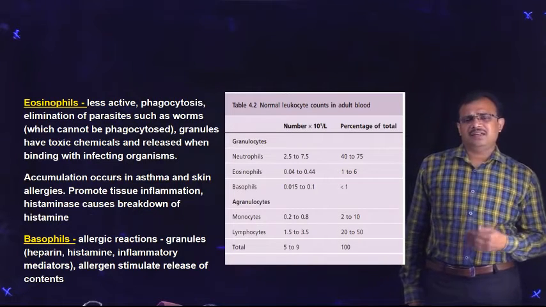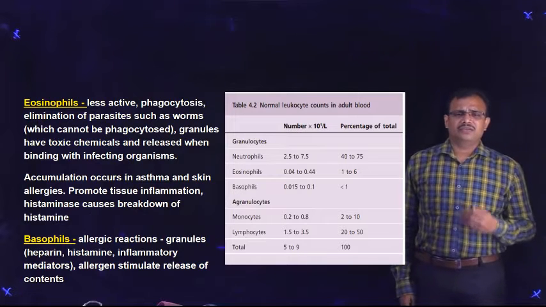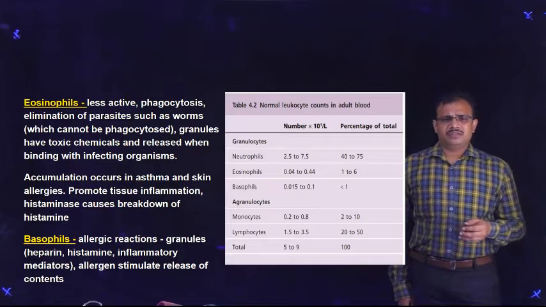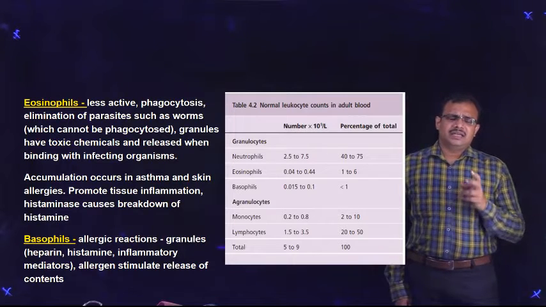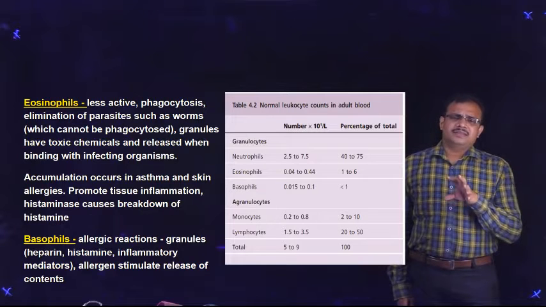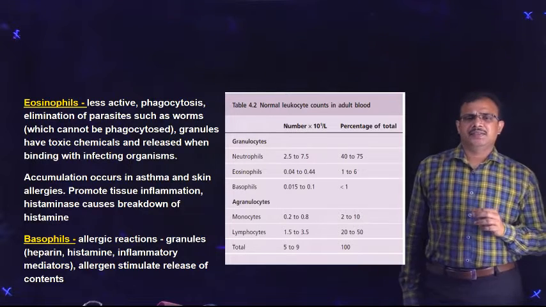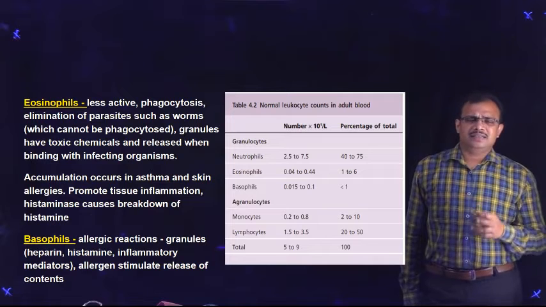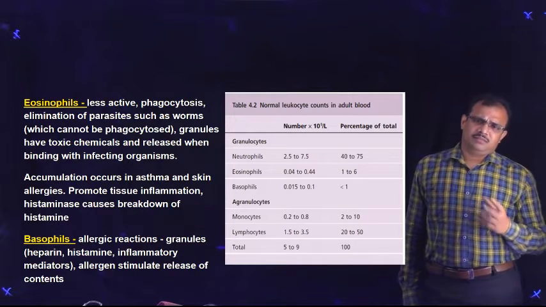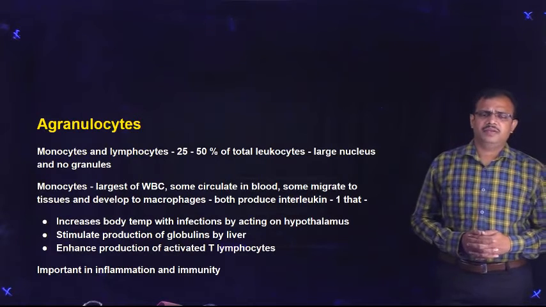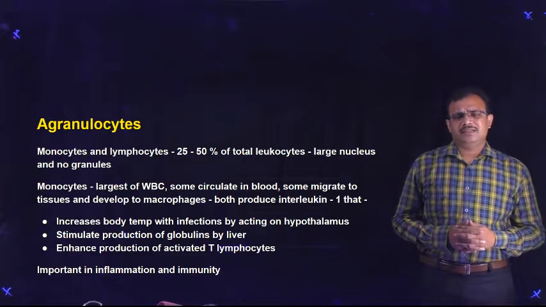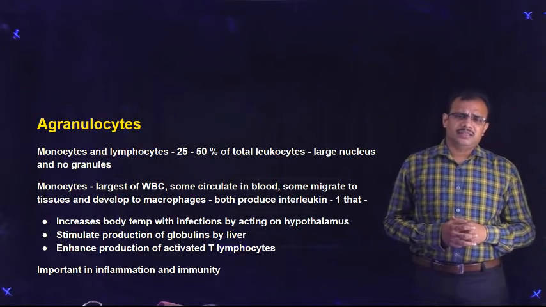Because they also have the same histamine, heparin and inflammatory mediators, they are involved in mediating these inflammatory reactions, because they will detect the antigen, and this antigen will bind with the antibodies present on these basophils, and this antigen antibody reaction will lead to rupture of the basophils. We have seen granulocytes, and now let's see agranulocytes.